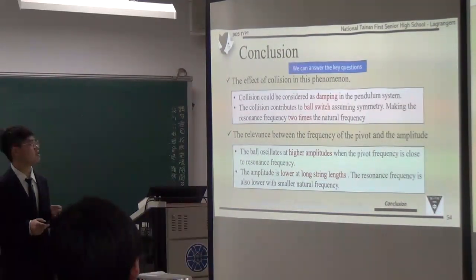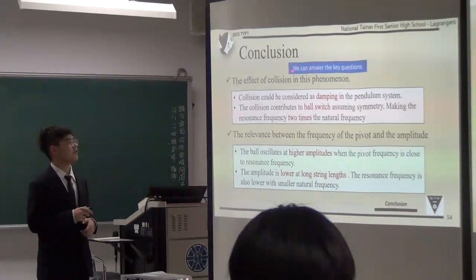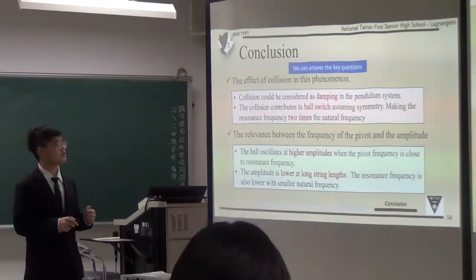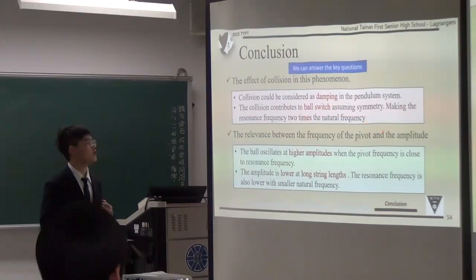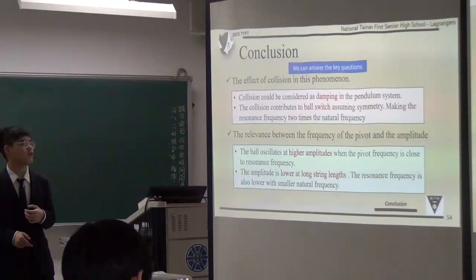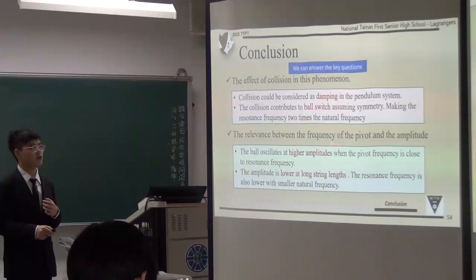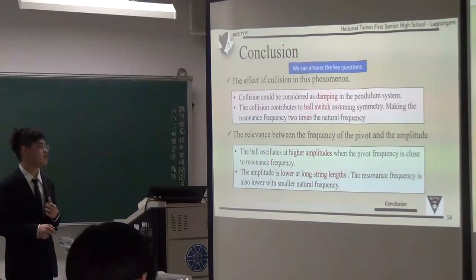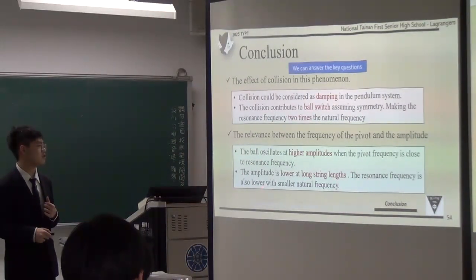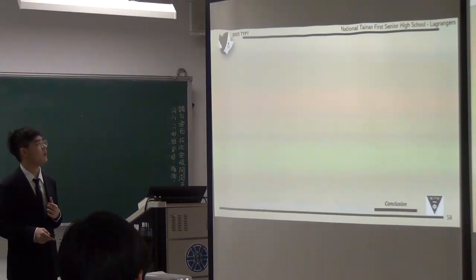We can answer the key questions from our problem statement. The effect of the collision phenomenon: the collision could be considered as damping in the pendulum system, and the collision contributes to a bounce, assuming symmetry, making the resonance frequency 2 times the natural frequency. The relevance between the frequency, the pivot and the amplitude: the ball oscillates at higher amplitudes when the pivot frequency is close to the resonance frequency, and the amplitude is lower at long string lengths, and the resonance frequency is also lower with a smaller natural frequency.